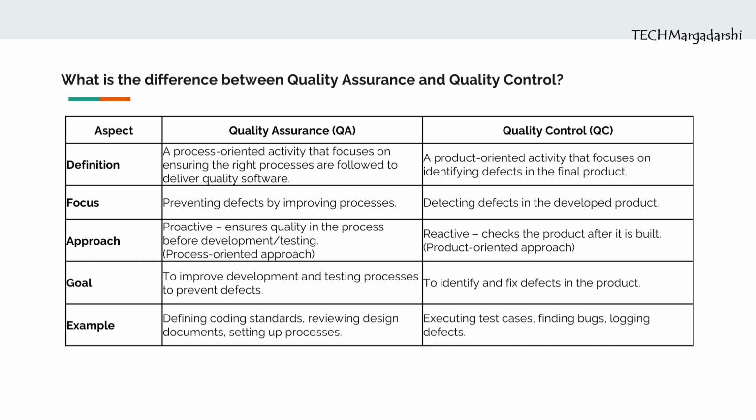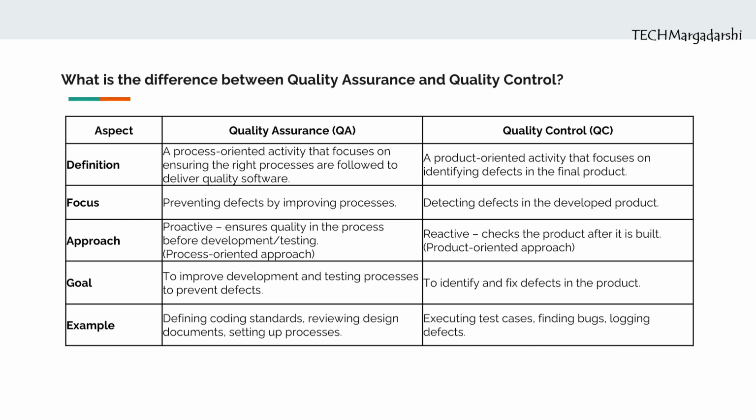It focuses on preventing defects by ensuring that the right processes, standards, and guidelines are followed during development. QA is proactive, meaning it works to improve the process before the product is built. For example, defining coding standards, reviewing design documents, or setting up proper processes are all part of QA.